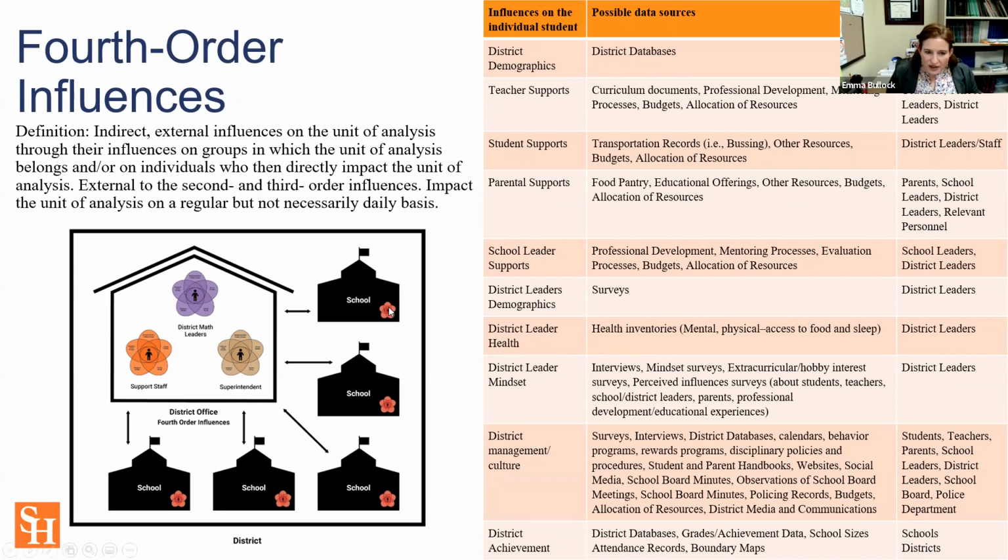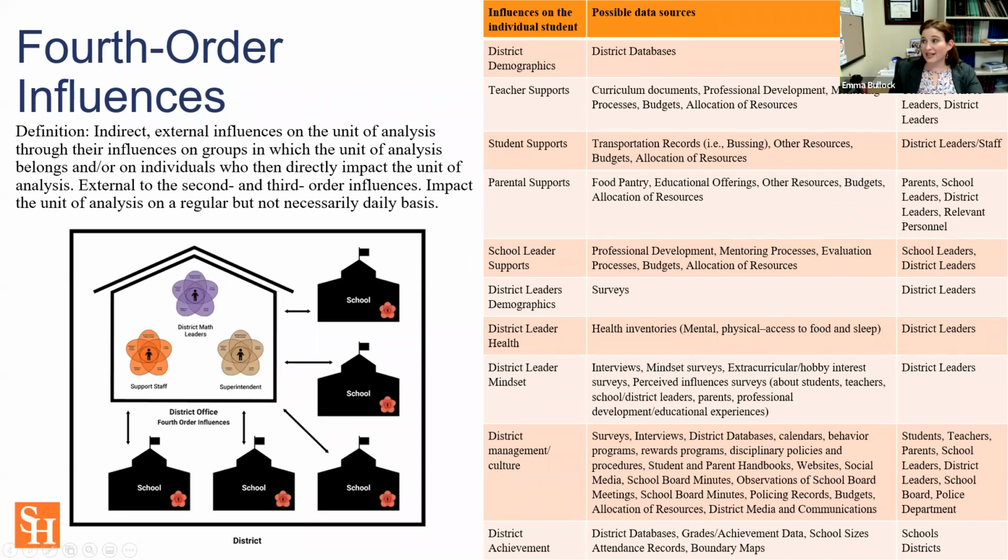So again, think over here: there's our little individual student in red, and it has first order influences, second order influences, and you have your third order influences here in your school. Then all these schools together, along with a district office, which includes district math support staff and superintendents, all make up that district. In this way, we're able to use this visualization to think about fourth order influences that could be impacting our unit of analysis. We can come up with possible data sources and possible sampling populations.